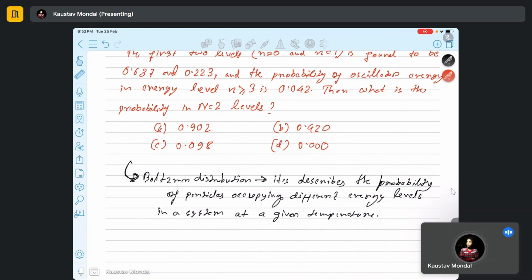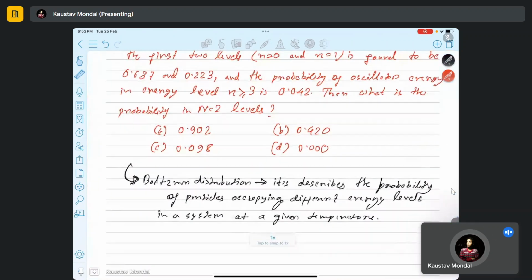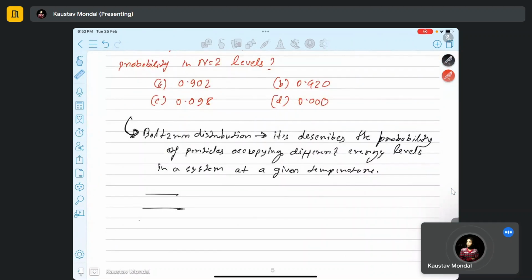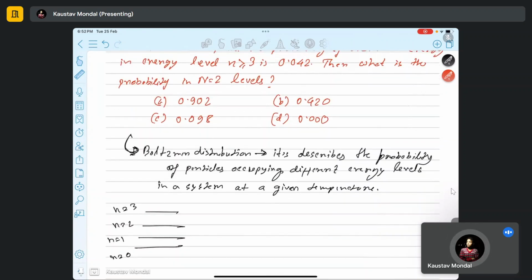Okay, so here it's the oscillator, right? The oscillator, you already know, has different energy levels, like in quantum mechanics: n equal to 0, n equal to 1, n equal to 2, n equal to 3, and each of these levels has a specific energy value, right? That you also know. Now in this problem, the probability of occupying one of these states with a finite energy is basically described by this Boltzmann distribution.